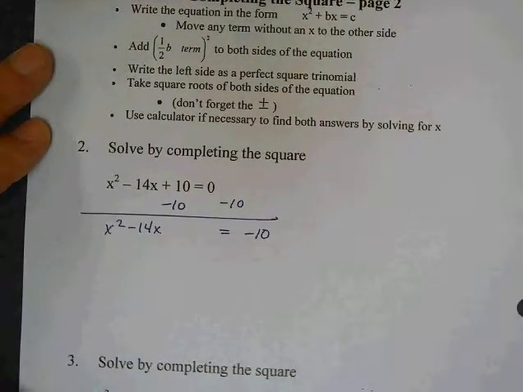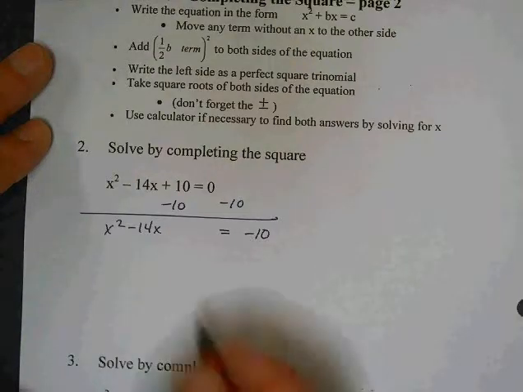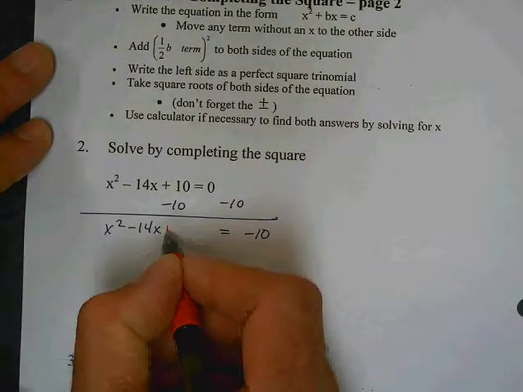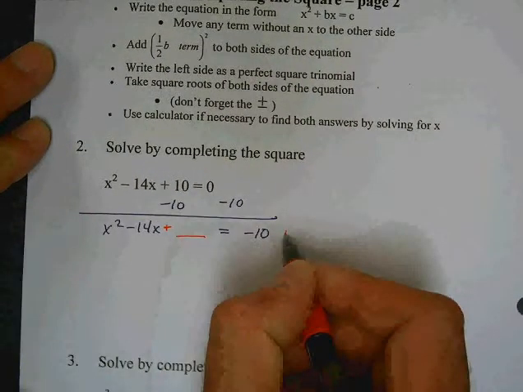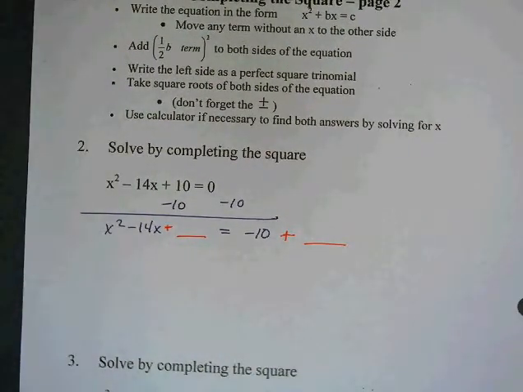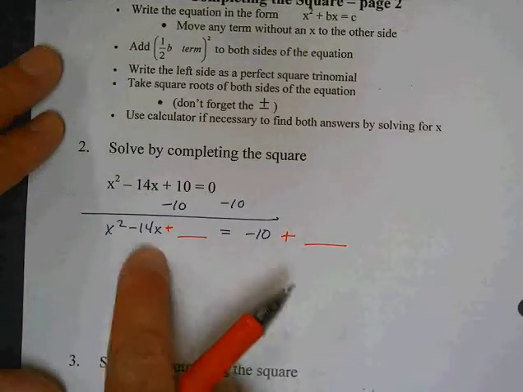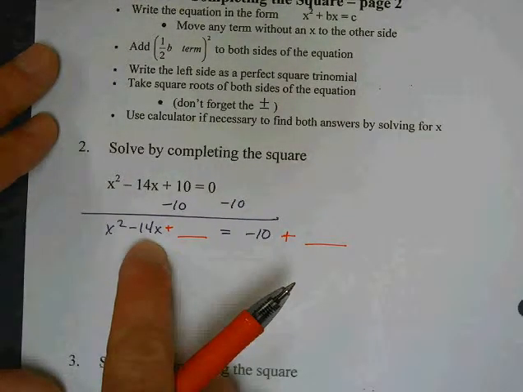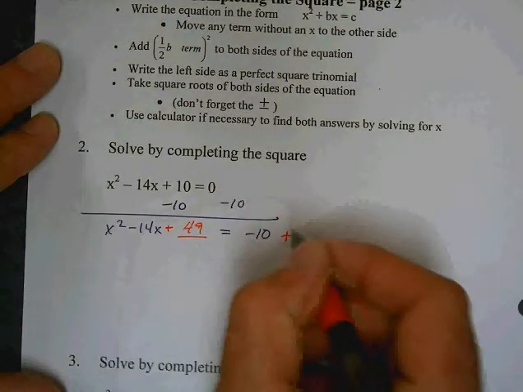Nate? Let's put the plus blank. Excellent. Put the plus blank. Someone else in that row. What goes in the blanks? 29. Why? 14 divided by 2 is negative 7. Squared is 49. Good. All right, let's move up a row.